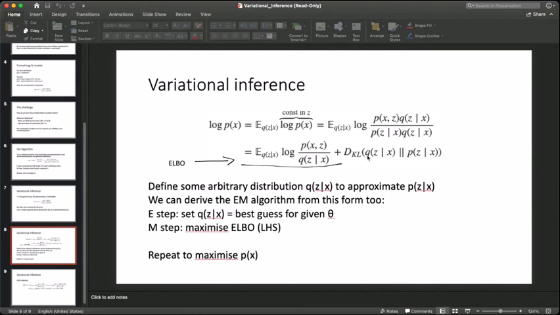And then once we define the whole objective, it is maximized when... maximized. Yeah, maximized. Not minimized.